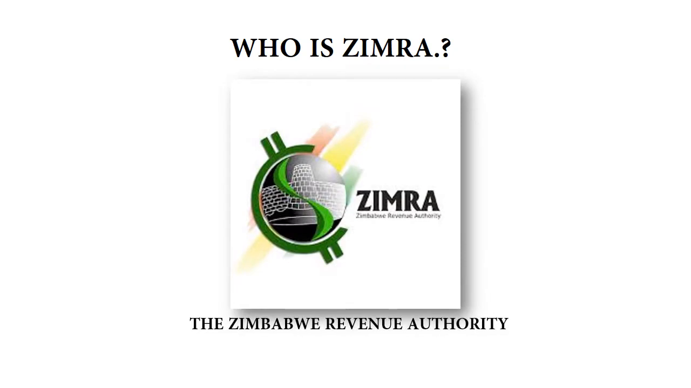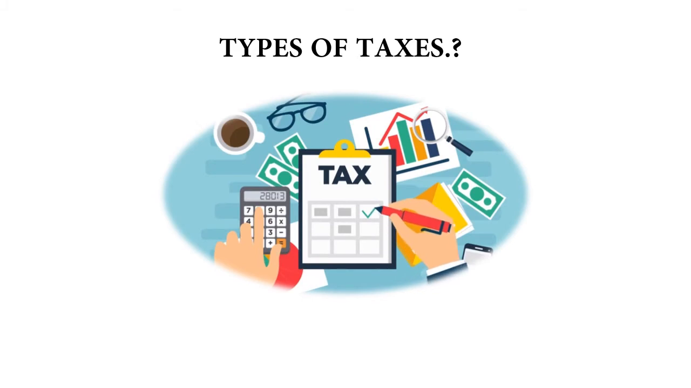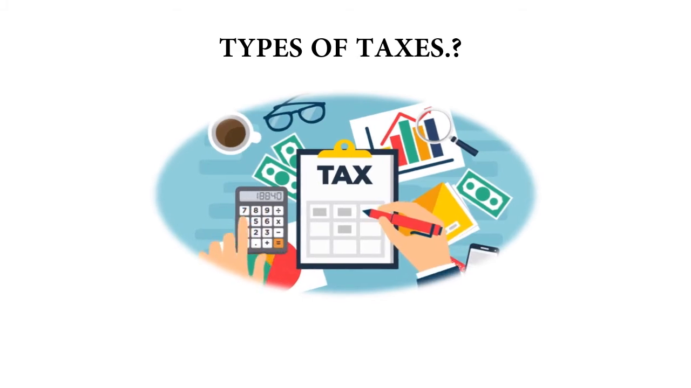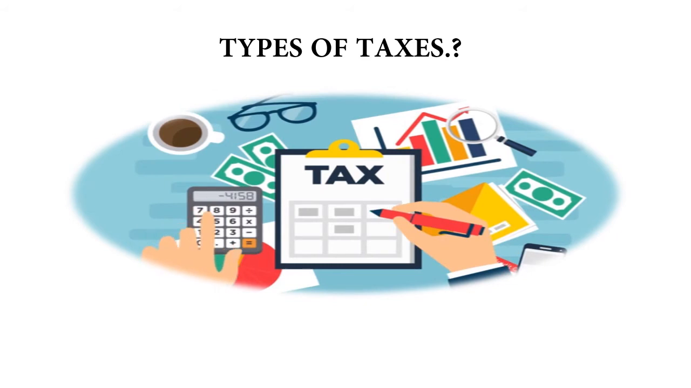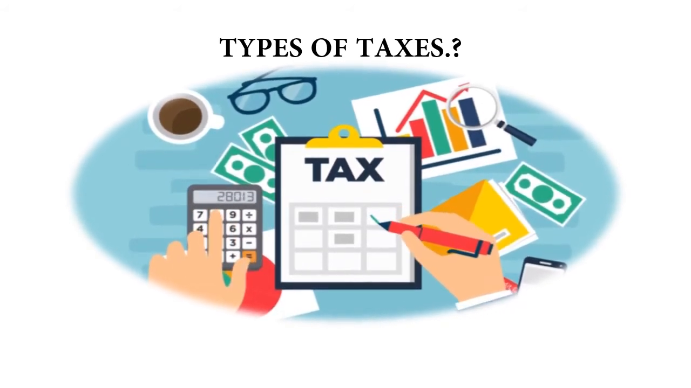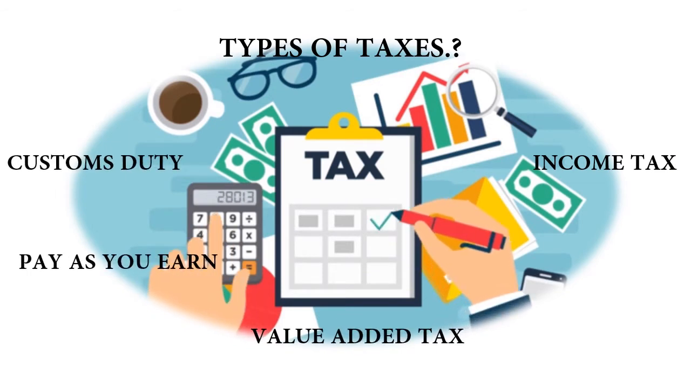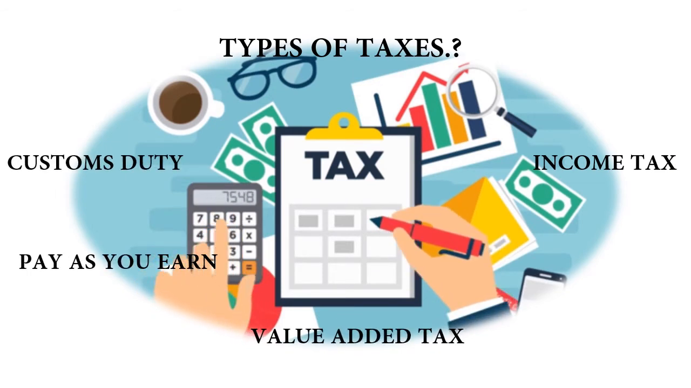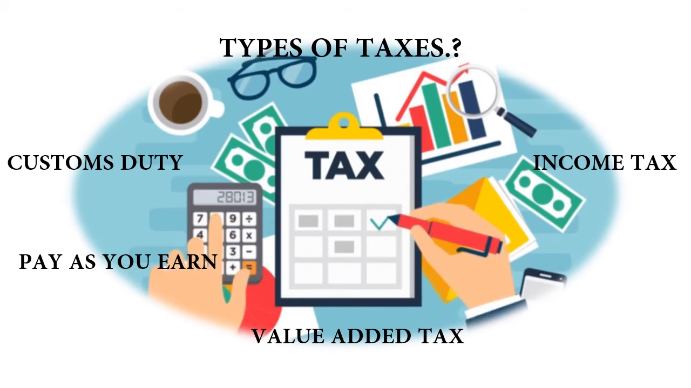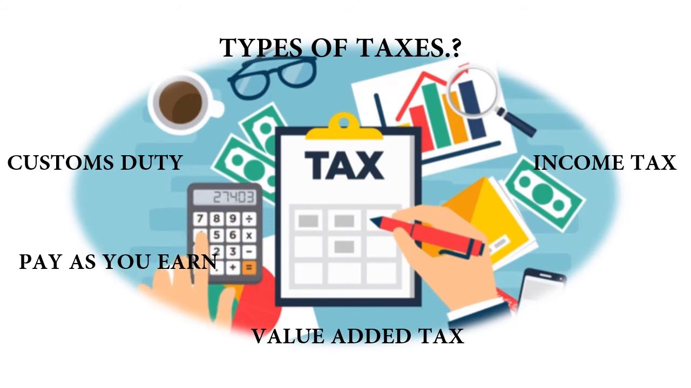Who is ZIMRA? In Zimbabwe, the Zimbabwe Revenue Authority is the body responsible for collecting taxes and other revenue streams for the government. What are some of the taxes my business is liable to pay? Every business entity is required to submit an accurate amount of tax towards any or all of the taxes administered by ZIMRA, which include income tax, pay-as-you-earn, value-added tax, withholding tax, and customs duty, to mention a few. Depending on your type of entity and the revenue head you register your business under, you will be liable to pay some or all of these taxes at any given period.